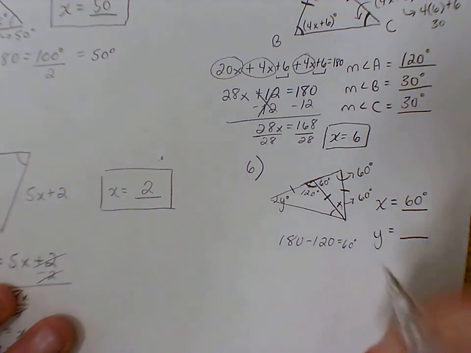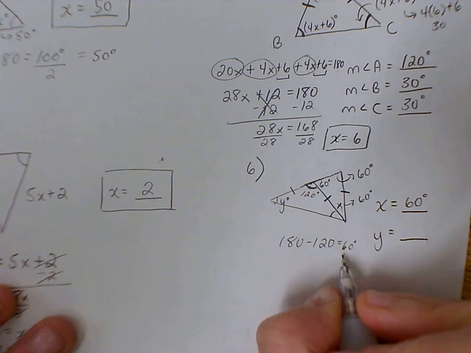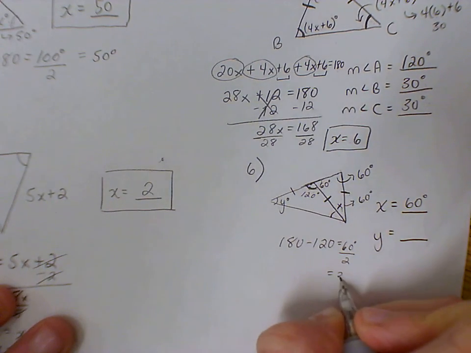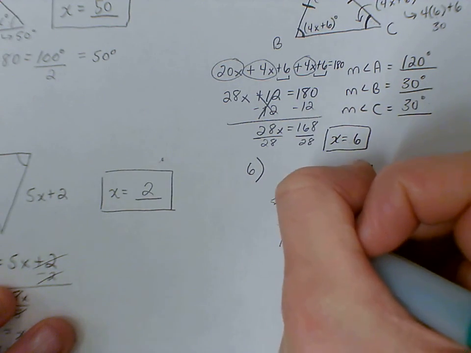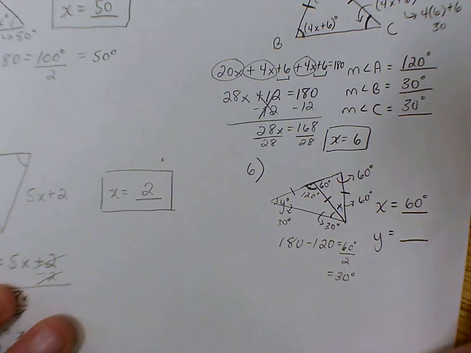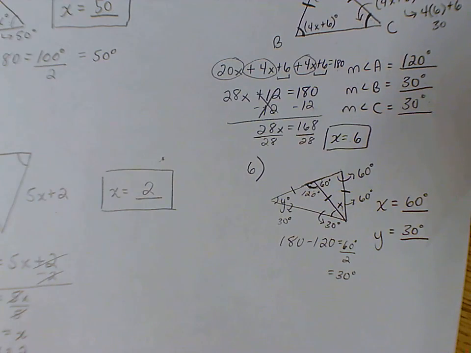That's the amount of degrees that's left over for both of these angles. So to find what one of them is since they're supposed to be the same, you divide by 2, and that gives you what one of these angles are. So this angle would be 30, and then this one over here just happens to be 30 as well because they're equal. So that is angle y. It's 30 degrees.